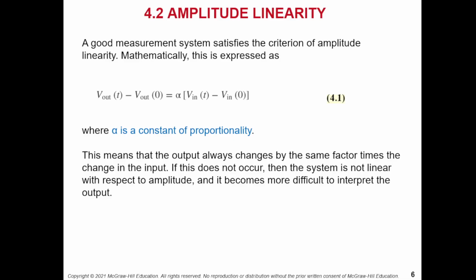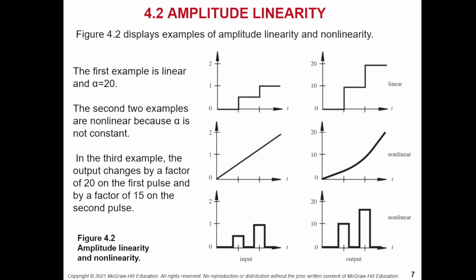So we called it the amplitude linearity. This is a linear system, okay. For example, this is the time domain signal, right? This is the input, this is the output. Let's pay attention to this. This is the input 0.5, and for the same interval of time, the output is 10. So the factor is 10 divided by 0.5. The factor is 20.